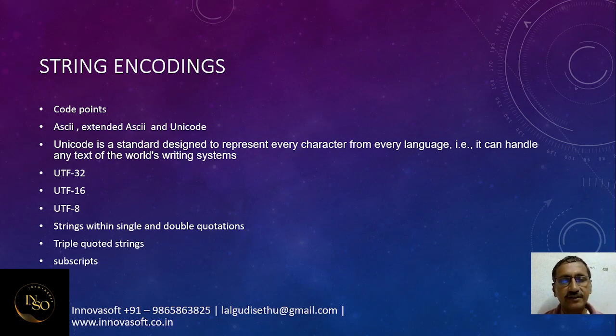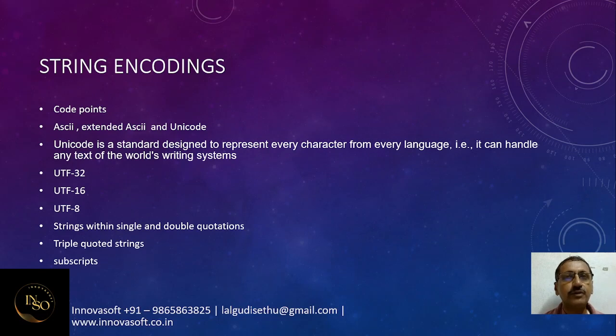Unicode is a standard designed to represent every character from every language. It can handle any text of the world's writing systems. Be it Tamil, Telugu, Malayalam, Kannada, Hindi, whatever language you take, any character can be represented. That's called Unicode characters. Now in Unicode there are different variations. UTF is an abbreviation for Unicode Transformation Format. UTF-32, UTF-16, UTF-8 are all different varieties.